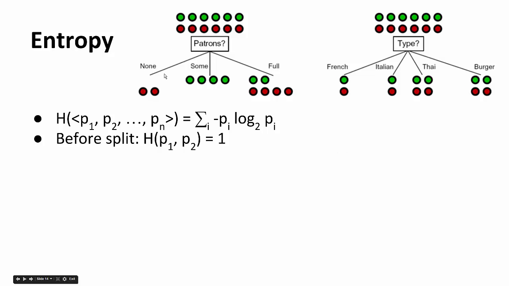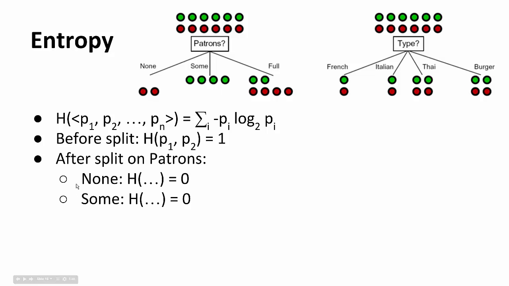Now let's try calculating our entropy after the split. So how are we going to calculate the entropy here? It's going to be a bit harder, right? Because there's kind of a lot of classifications. So we have basically the entropy of the none classification, and then the entropy of the sum classification, and then the entropy of the full classification. So how we're going to deal with this is we're going to take a weighted entropy over all of the classifications. So let's take a look at how we do that.